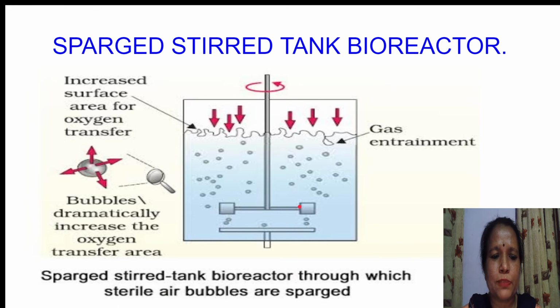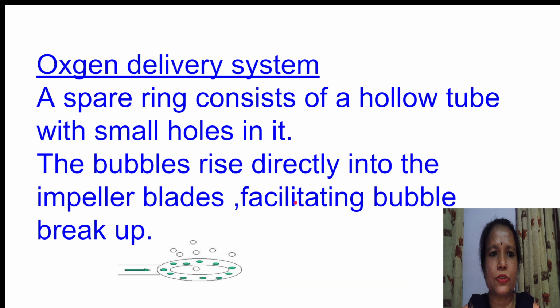So this is a sparge stirred tank bioreactor. There is a hollow tube with small holes in it through which air under pressure forms a large number of air bubbles. These bubbles rise up directly into the impeller blades, which facilitates bubble breakup and utilization by the microorganisms.